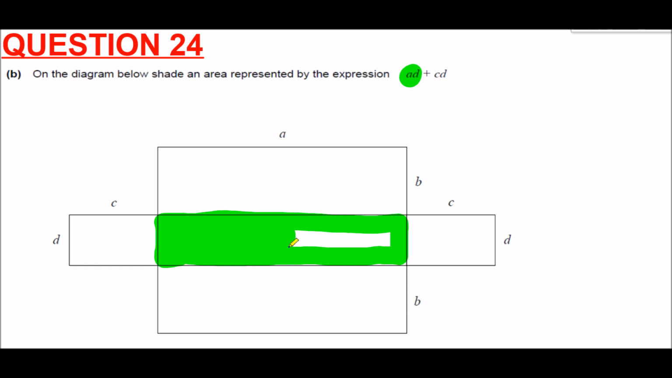And then after we've done that, we need to find a rectangle which is C long and D wide. C long and D wide could be either of these 2 end ones. Each one is C by D, which would give an area of CD. So either colour in the left one or colour in the right one. It doesn't matter, but you do need to colour in one of them.